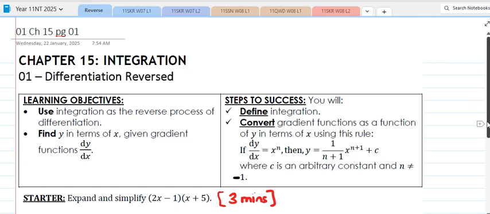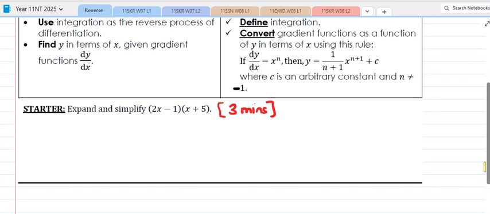Alright, so before we start doing the topic itself, please students try to do the starter. The starter over here is to expand and simplify (2x - 1)(x + 5). Please pause the video for 3 minutes and play if you have your answers already.